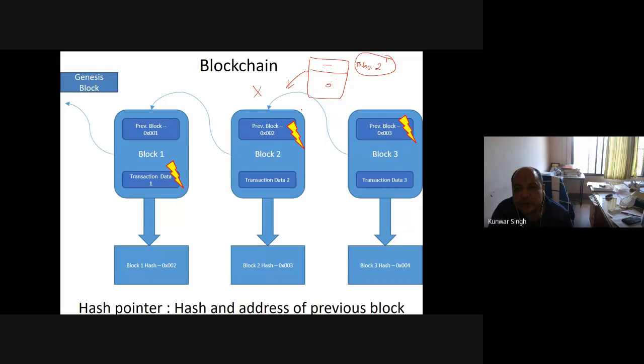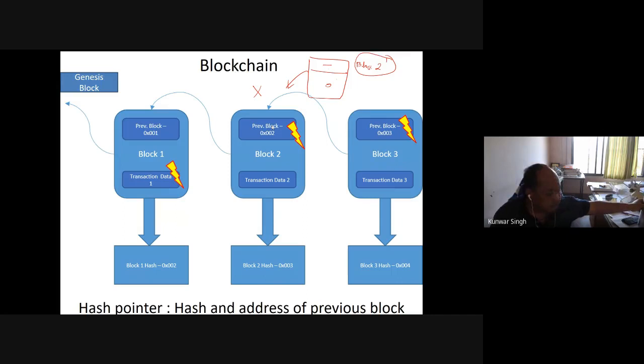Why is this not possible? Can anyone answer? I'll create a block in which four transactions are there, and the block has the same hash as this block. Then I'll replace this block with this block. This is my block. No one can recognize it. You see, this also has the same hash, so nothing will change. So why is this not possible? Can anyone guess?